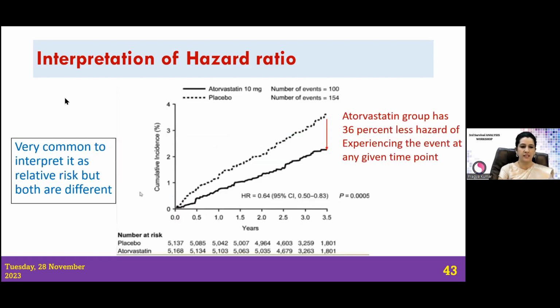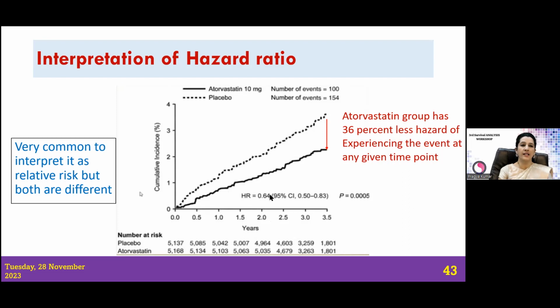Like in this example, what can you see here? There is a curve. This is a hazard curve, and you can see that this is the cumulative incidence of the hazard, and on the x-axis it is the time. So you can see the hazard ratio here is 0.64. This dashed line is the treatment with atorvastatin, and this solid line is the placebo.